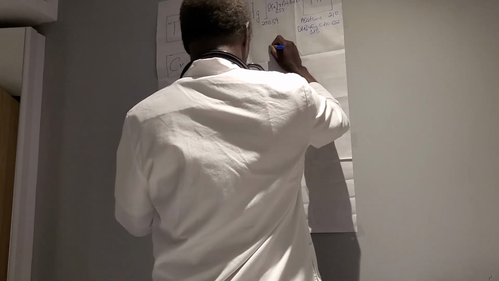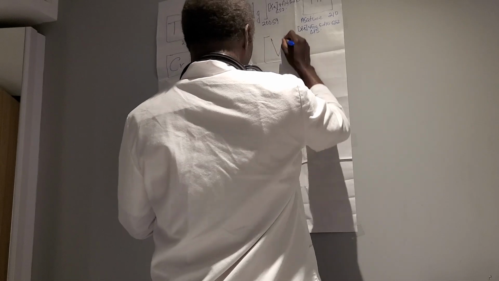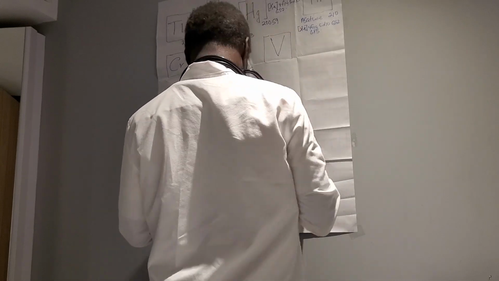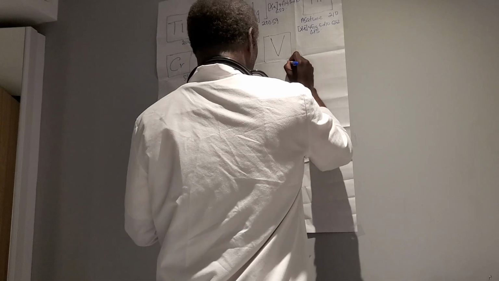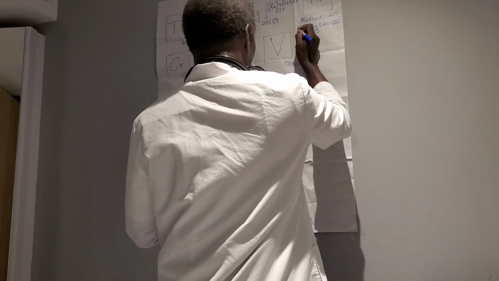Next one is vanadium, symbol V, 50.942 atomic mass and 23 atomic number.